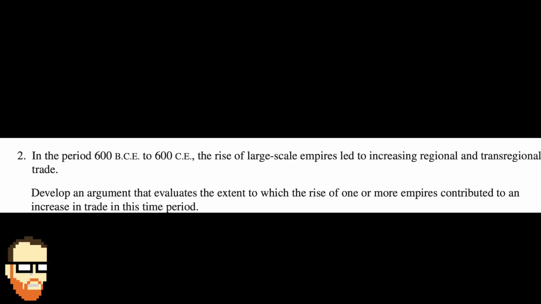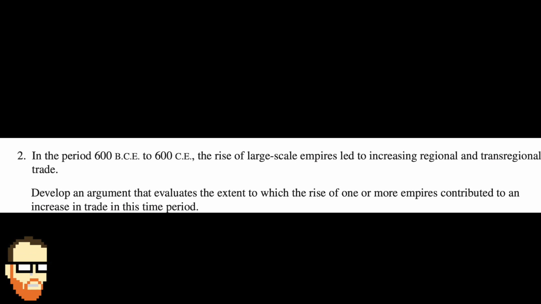So again, in future iterations of the test, they will not go back this far. So you're going to be looking for 600, probably 600 CE to maybe 1200 if they wanted to do like an early thing. I doubt they would, but if they wanted to go 600 to 1450, that would probably make more sense. So imagine that we're doing that because again, the course has changed. So the rise of large-scale empires led to increasing regional and trans-regional trade. Okay.